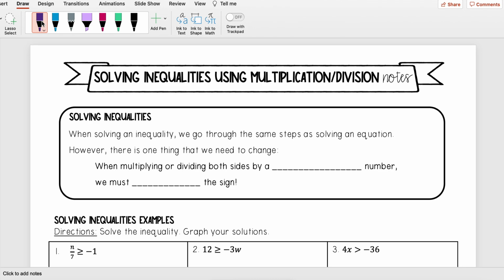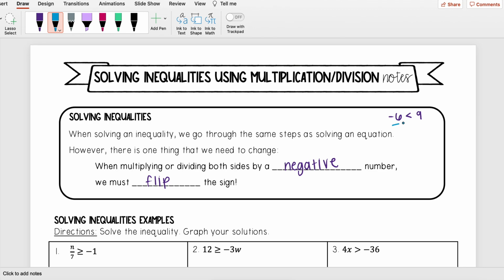And what this change is, when we're multiplying or dividing both sides by a negative number, we must flip the sign. So let me show you why we have to do that. So let's say I have -6 is less than 9. That is a true statement. -6 is less than 9.